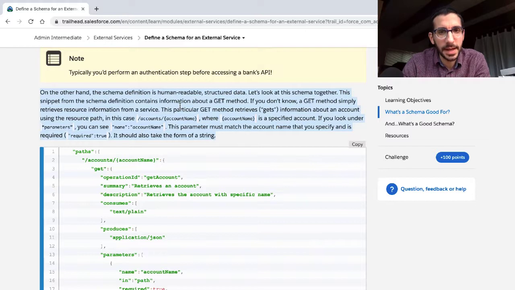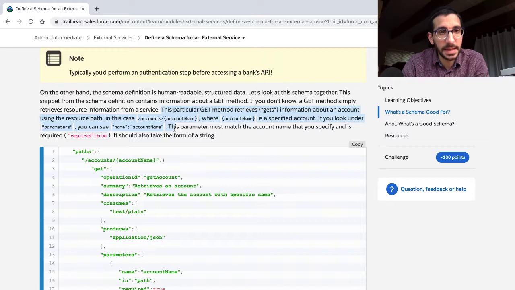Let's look at the schema together. The snippet from the schema definition contains information about a get method. If you don't know, a get method simply retrieves information from a service. A pizza delivery service? What's a service?